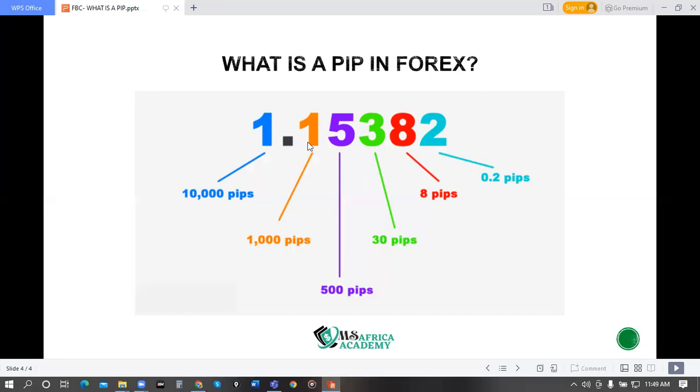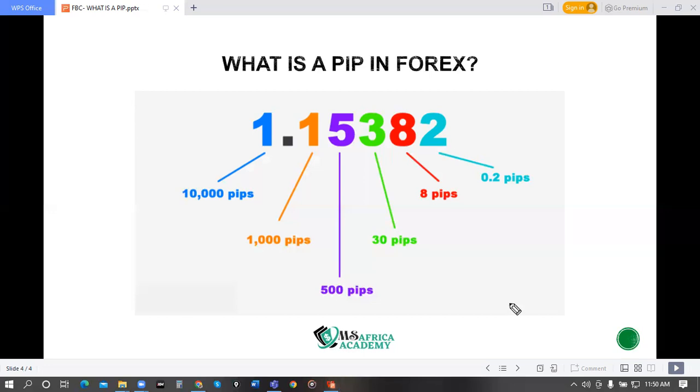If this changes to 2.1, what has happened? We have 10,000 pip movement. If we have 1,000 pip movement, where is it going to change? Here. So we're going to have 1.25382. All right. Now let's assume that we are trading a currency pair that is, say, 3 decimal places. Any currency pair that has yen, like USD yen, GBP yen, Euro yen, is going to be quoted in 3 decimal places.